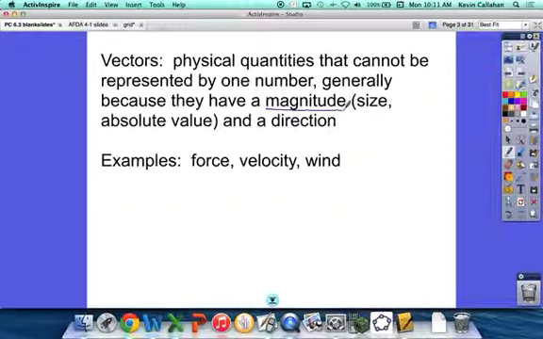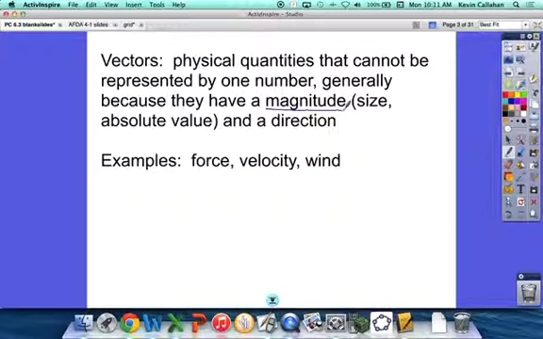Force could also be something. If anybody's taken physics, then you've dealt with force, and you've probably dealt with it as a vector already. A force can be applied in any particular direction. I can push something or I can pull it. That changes the direction on it.